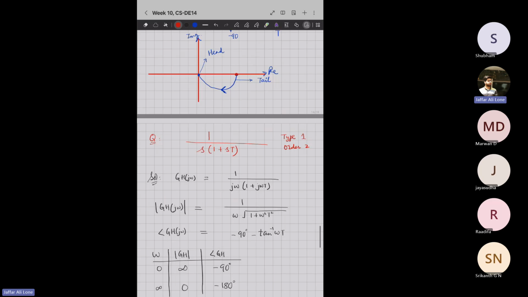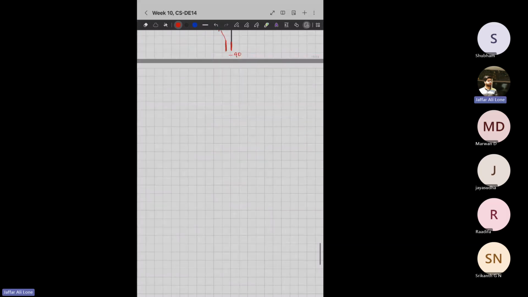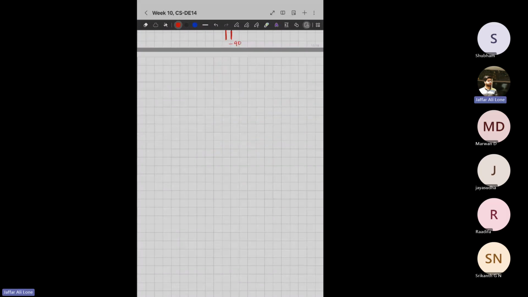Now, what is the shortcut? I'll tell you the shortcut, how to draw a polar plot in a very easy way. You don't have to find the magnitude and angle again and again. Instead, what you have to do: this is real, this is imaginary. You know these things. Now see, I'll use two colors.